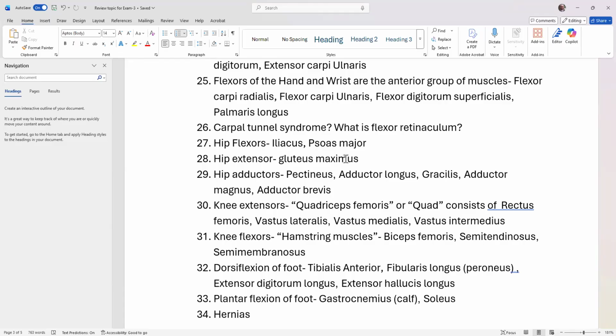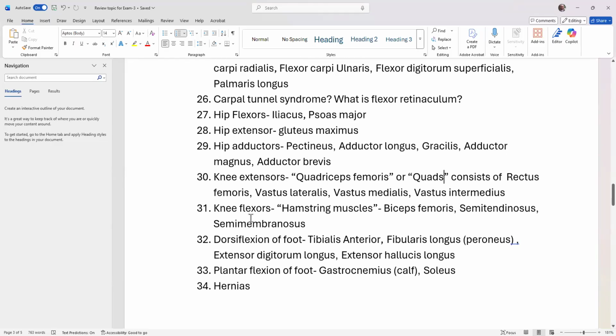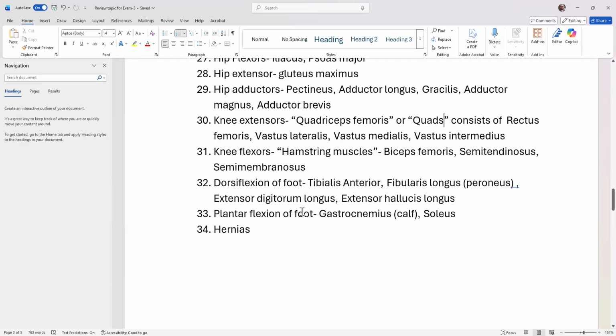You should know the knee extensors, which are the quadriceps femoris, or simply known as the quads. This consists of the rectus femoris, vastus medialis, lateralis, and intermedius. You should know the knee flexors, which are the hamstring muscles. There are three muscles: biceps femoris, semitendinosus, and semimembranosus.